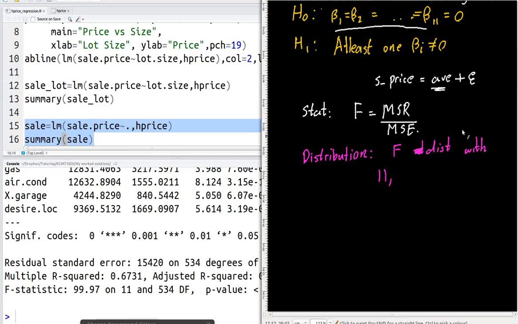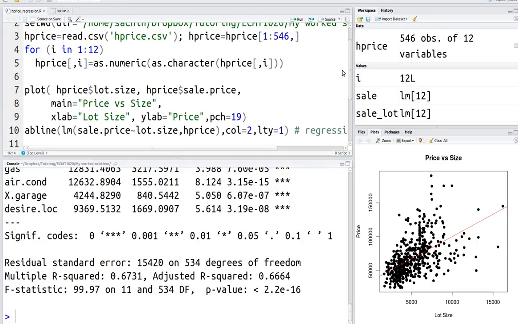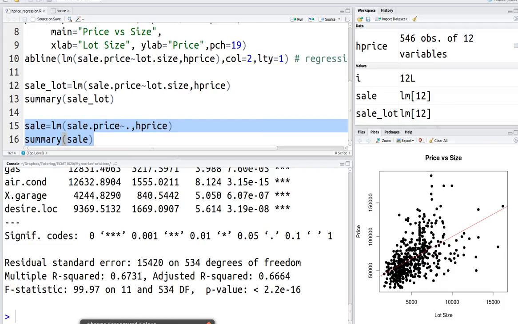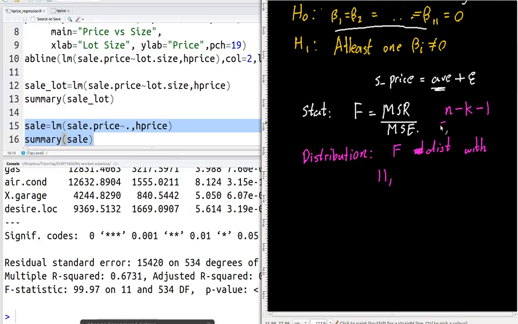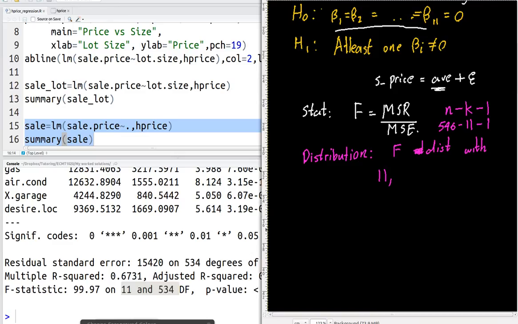The second one, the way that you calculate it, is the number of observations minus the number of variables minus 1. In this particular one, I pulled in 546 observations, so this will obviously depend on your data set. So it'll be 546 minus 11 minus 1, which is 534, and R happens to give it out to you. At the very bottom, when you do summary of your model, it gives it to you. So the distribution is the F distribution.